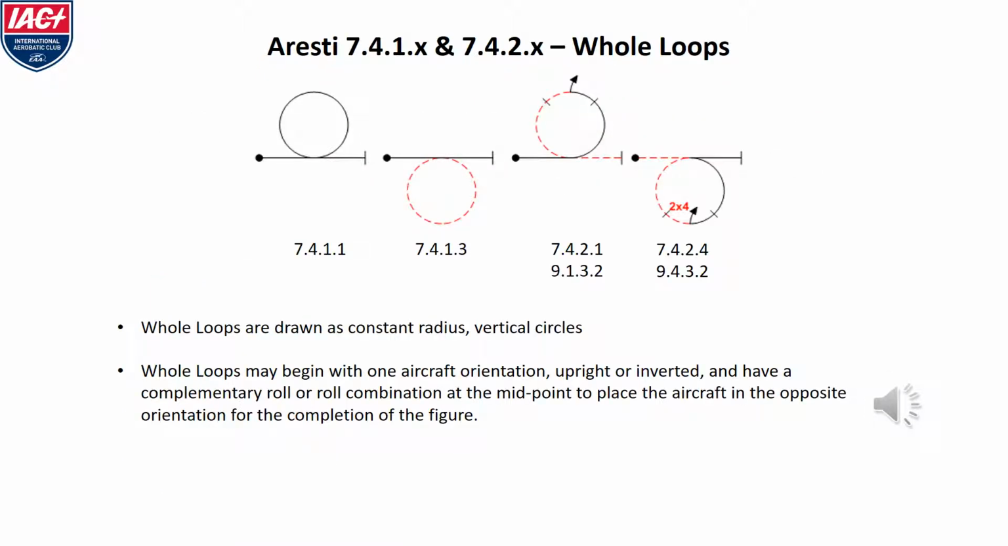Here we have examples of 7.4.1 and 7.4.2 whole loops of the type most of us are most familiar with. The 7.4.1 loops begin and end in the same aircraft attitude. The 7.4.2 loops begin in one aircraft attitude and end in the opposite aircraft attitude. They are all drawn as constant radius vertical circles, and they may all begin with the aircraft upright or inverted and have a complementary roll or roll combination at the midpoint.